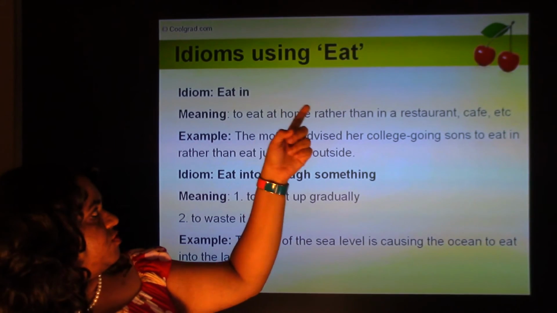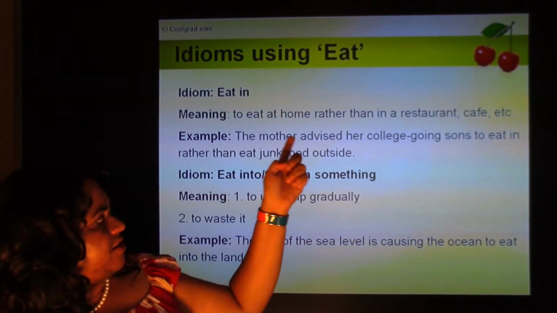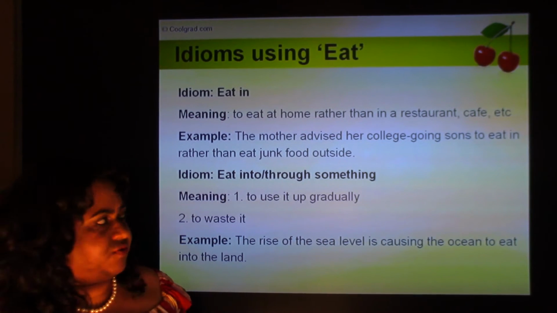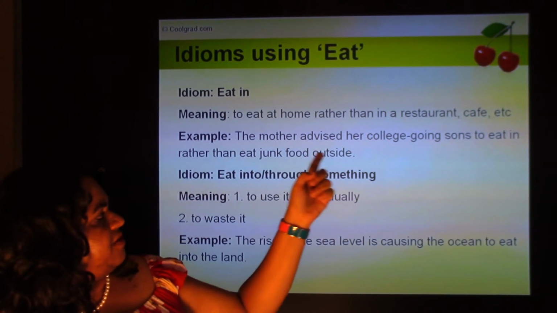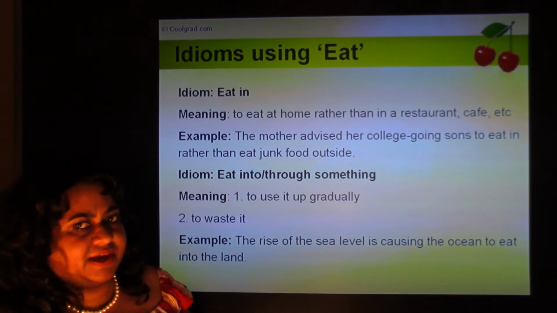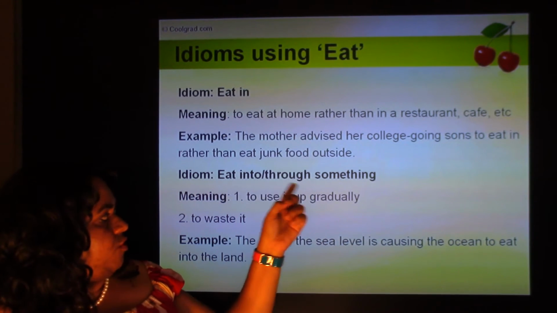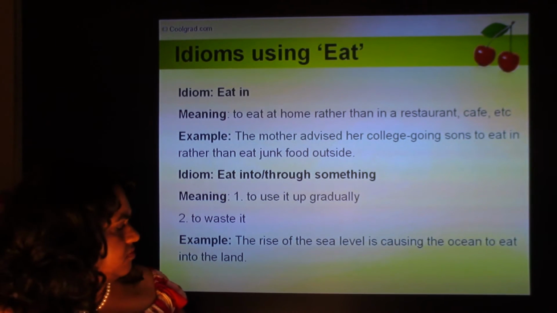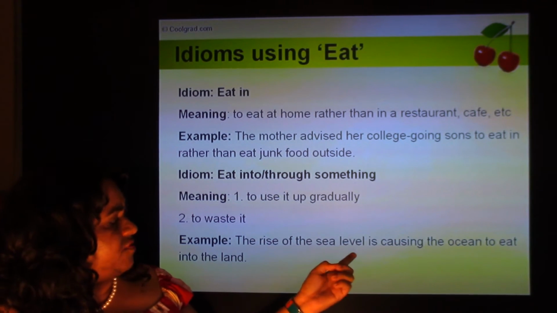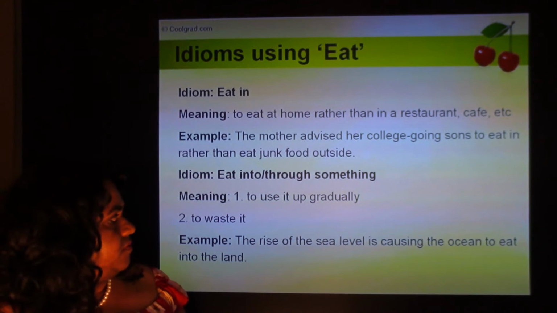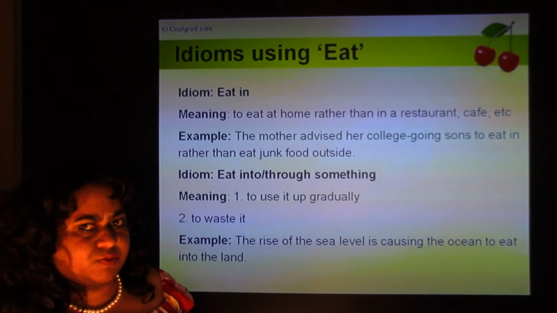Some more idioms using eat. Eat in: to eat at home rather than in a restaurant or a cafe. Eat in means eat in your house. Example, the mother advised her college-going sons to eat in rather than eat junk food outside. Eat into or through something: to use it up gradually or to waste it. Example, the rise of the sea level is causing the ocean to eat into the land. Eat into means to use up gradually.